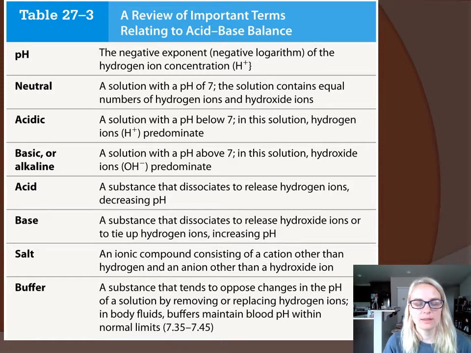Okay, so on this slide, usually what I do when I'm teaching this in lecture is make sure that we're semi-comfortable with all the terminology that goes along with acid-base balance, because I know sometimes it can get confusing when we're talking about hydrogens going up, pH going down, acids, bases, all this kind of stuff. So I wanted to make sure that we have a steady footing on this.